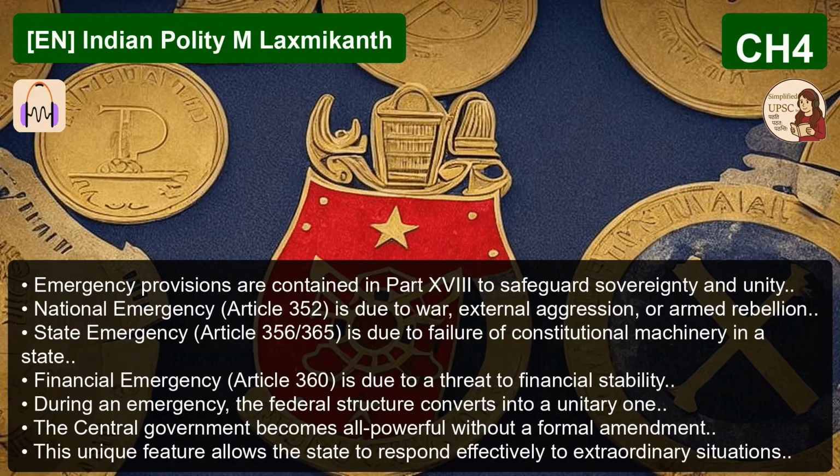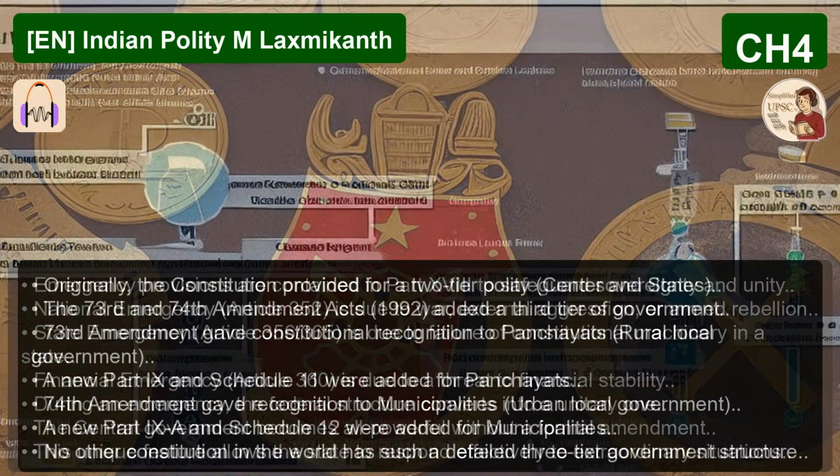We inherited this integrated system from the Government of India Act of 1935. This is a departure from the U.S. model, which has a dual system: federal courts for federal laws, state courts for state laws. In India, we have a single integrated hierarchy. The Supreme Court at the top, high courts below it, and then subordinate courts. And this unified structure is crucial for ensuring consistency and uniformity in the enforcement of both central and state laws across our diverse union.